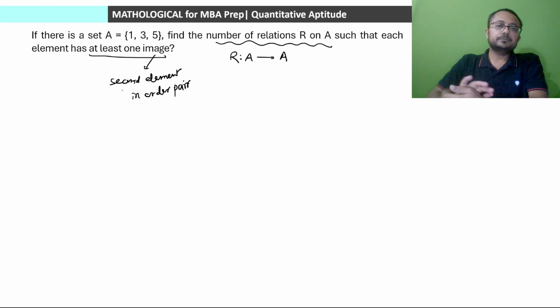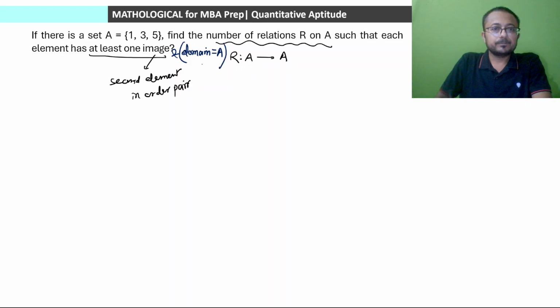In the ordered pair, such that each element has at least one image. अच्छा, also एक और कंडीशन होना चाहिए था कि and domain of R is equal to A. Each element has at least one image and domain is equal to A. So since R is from A to A and number of elements in A is 3, 1, 3 and 5.